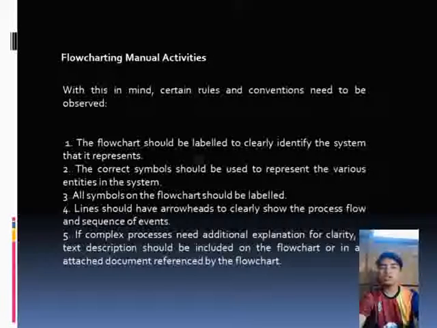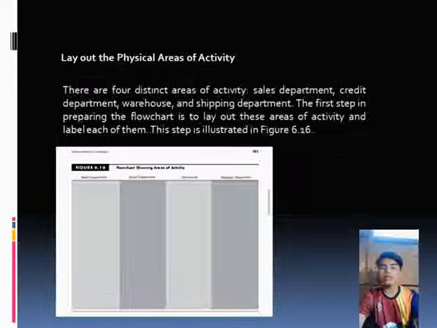First, the flowchart should be labeled to clearly identify the system that it represents. Second, the correct symbols should be used to represent the various entities in the system. Third, all symbols on the flowchart should be labeled. Fourth, lines should have arrowheads to clearly show the process flow and sequence of events. Fifth, if complex processes need additional explanation for clarity, a text description should be included in the flowchart or in an attached document referenced by the flowchart.